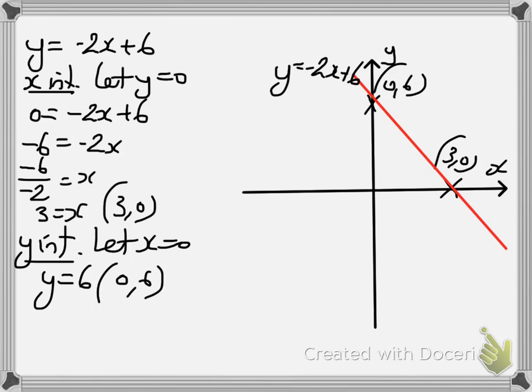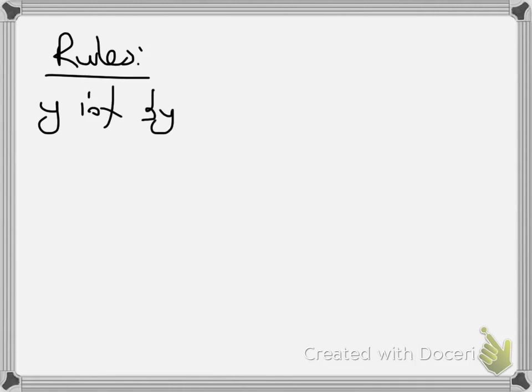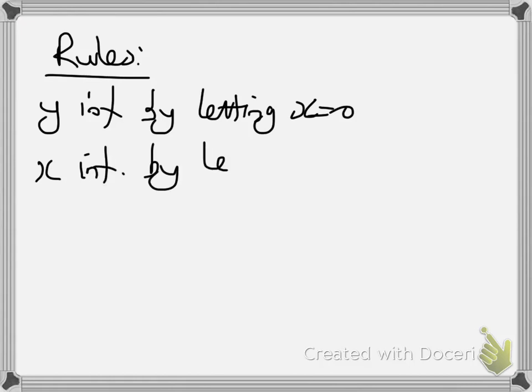So, sketching graphs using the intercept method. Some little rules: I need to find my y-intercept by letting x equal 0 and solving for y, and find my x-intercept by letting y equal 0 and solving for x. Once I've got them, I put them on the graph and rule my line that goes through those 2 points.